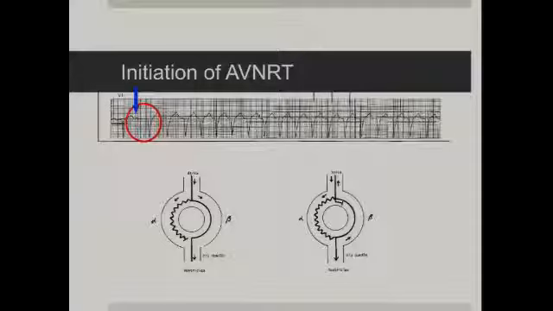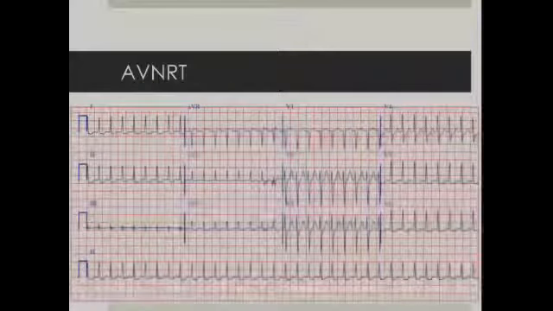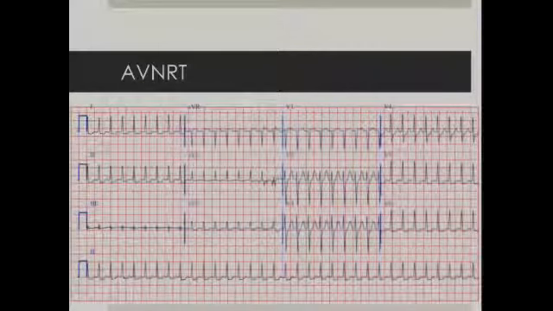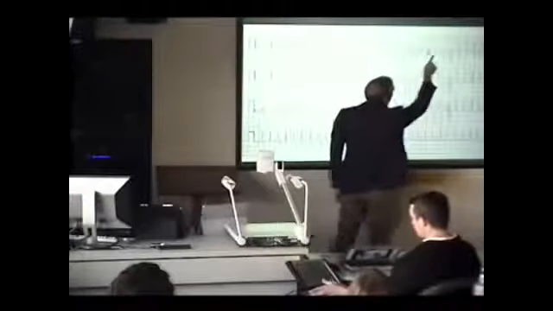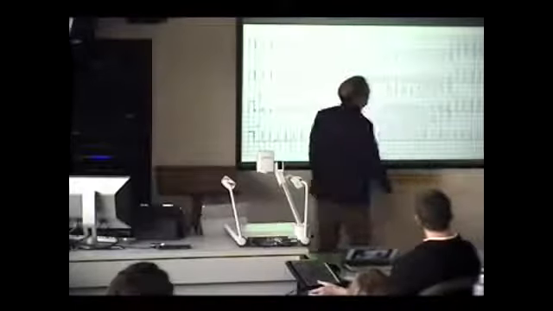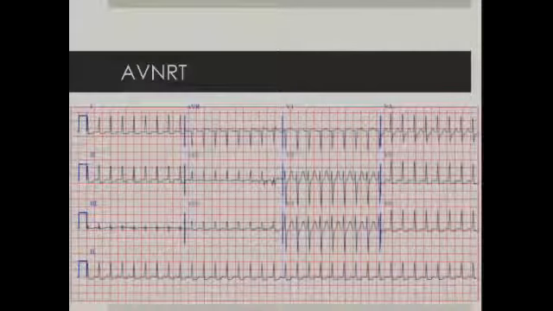When we ablate these, we ablate the slow pathway. We take out the slow pathway. If you ablate the fast pathway, then you're just left with the slow pathway, and then you get a pacemaker. This is a better EKG. It's hard to see on this, but there's a little tiny pseudo R prime in V1. Very classic looking AV node reentry.